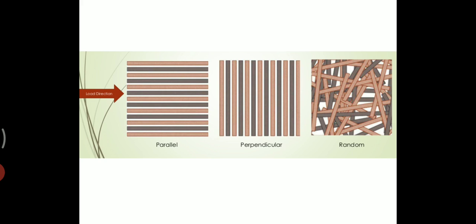The first one is, suppose the red mark is given, it is along the load direction, and the arrangement is in the parallel direction of the load. Then another arrangement or orientation is perpendicular to the direction of the load, and the final one is the random arrangement. Like that, the fibers are being arranged into the concrete.